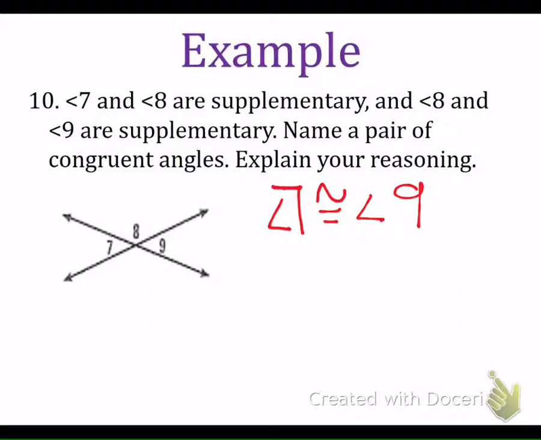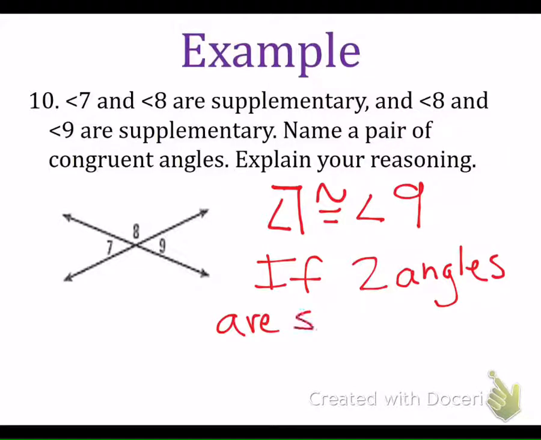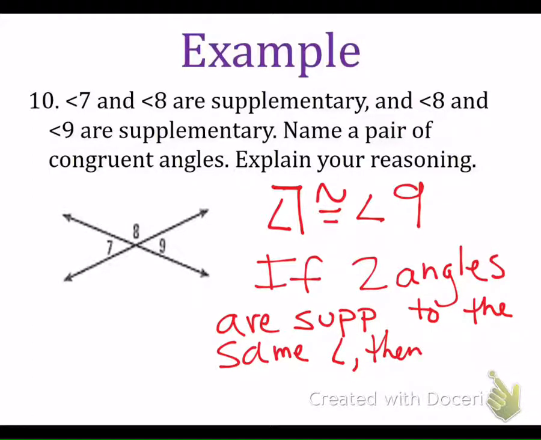So angle 7 and angle 9 would have to be congruent if they're both supplementary to angle 8. The reason is what we just wrote down. If two angles, and we can shorten it, are, I'll even just put sup, to the same angle, then they are congruent.